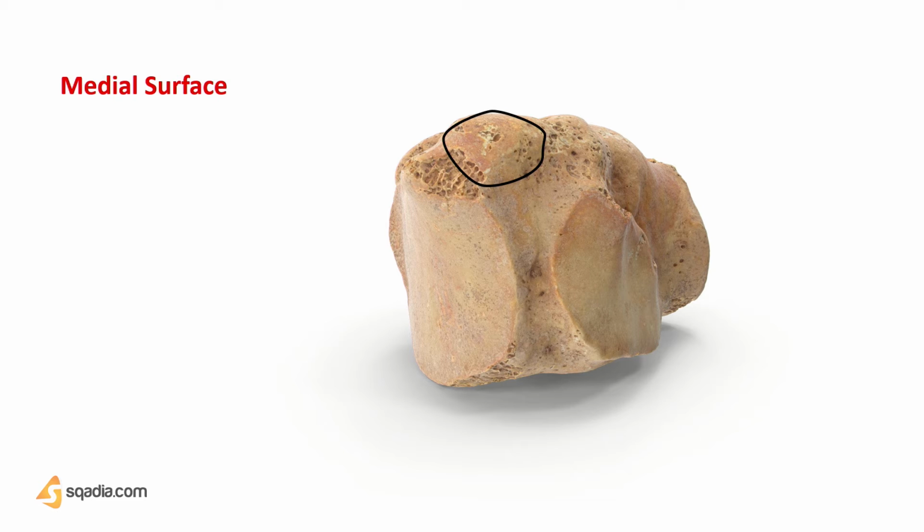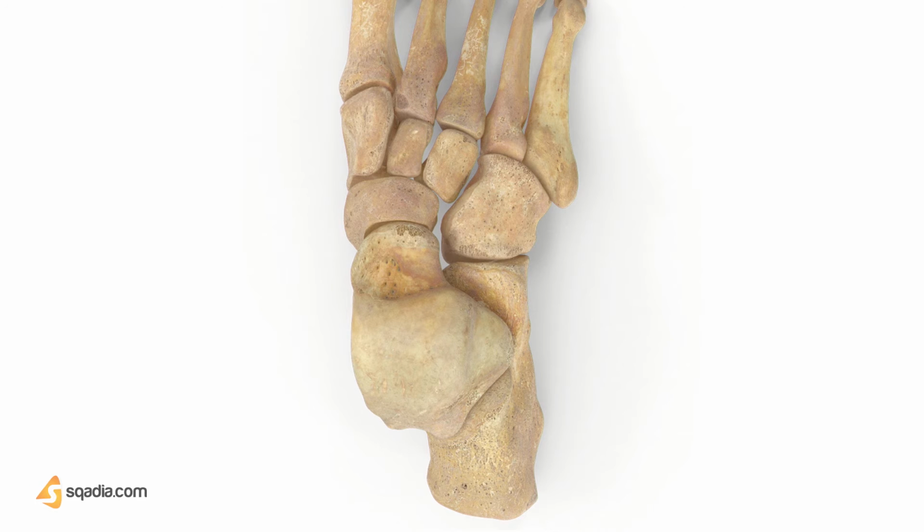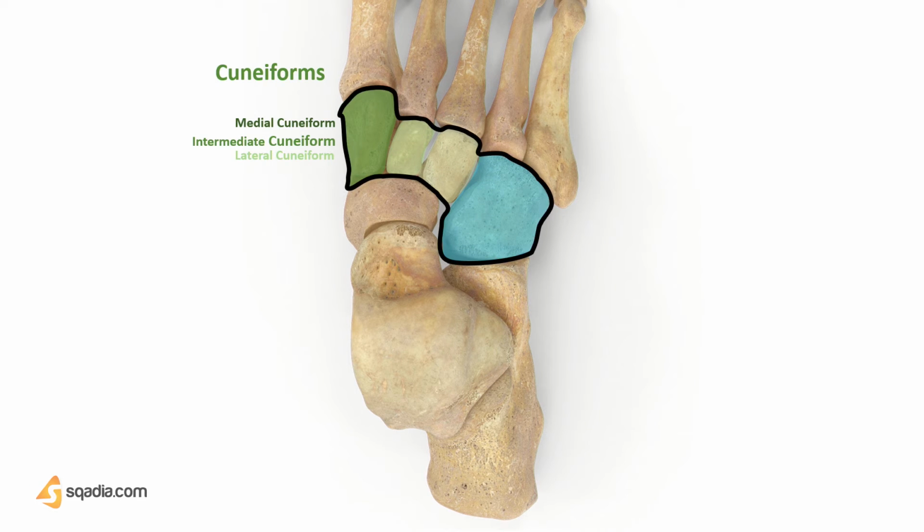It provides articulation with the third or the lateral cuneiform. Behind this, there is a smaller facet for the articulation with the navicular bone. The cuboid bone and the 3 cuneiforms help in the formation of the distal row of the tarsal bones.